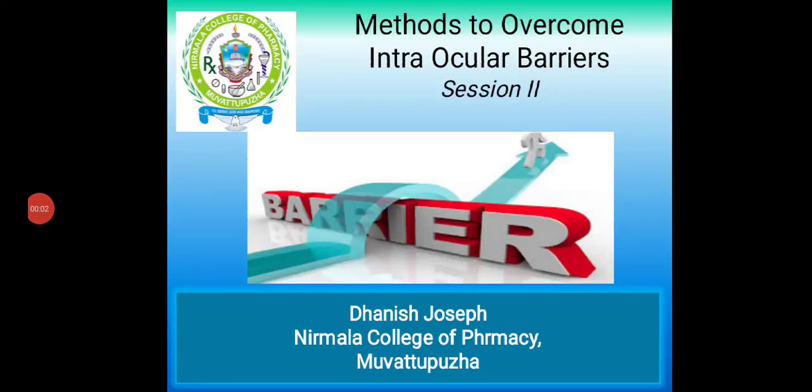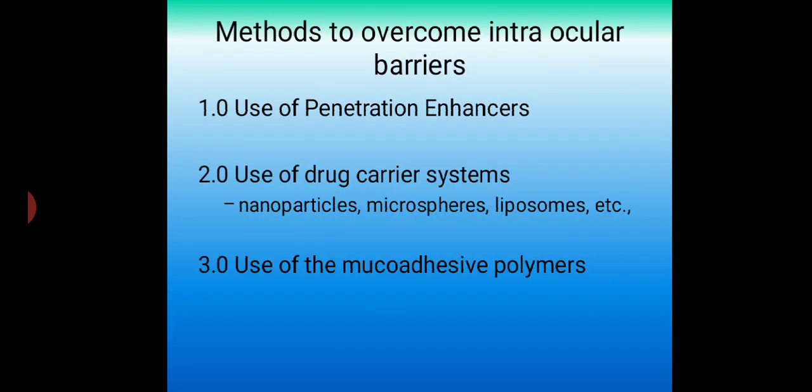Hi everyone. In this class we are continuing with the topic of methods to overcome the ocular barriers. One session we covered last week on the same topic. The various methods to overcome the ocular barriers include the use of penetration enhancers, use of drug carrier systems, and use of mucoadhesive polymers. Among the three methods, last week we fully discussed the use of penetration enhancers.